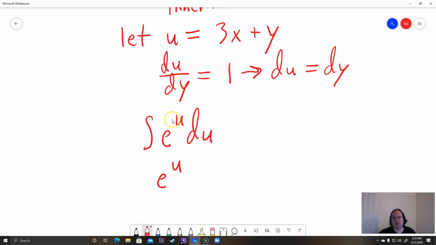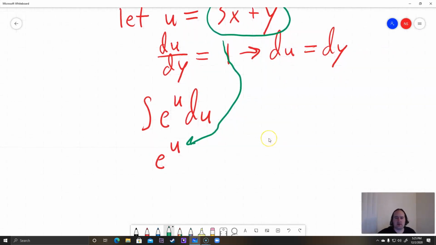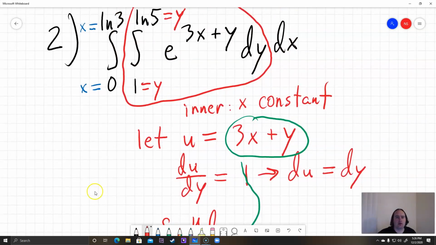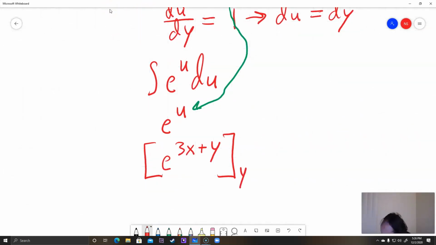But we don't want it in terms of u, because u is a dummy variable. So what we have to do is plug back in the original expression for u. So u was originally 3x plus y. So we have to plug that in down here. So instead of e to the u, we have e to the 3x plus y. And we're going to be evaluating this inner integral from y equals 1 to y equals ln of 5.